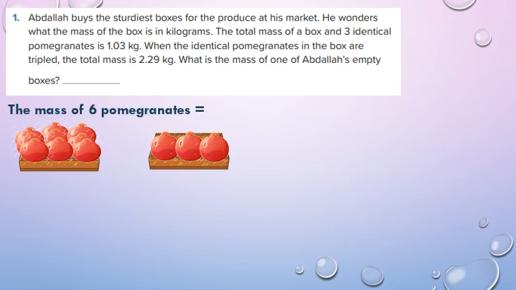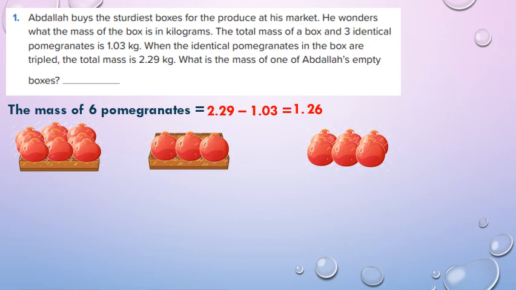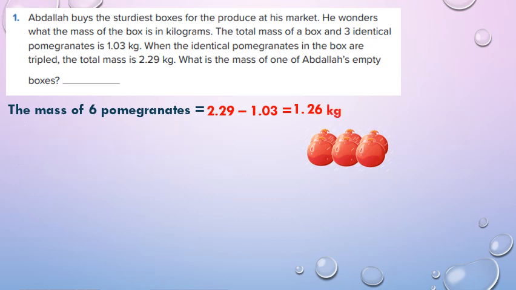First, we get the mass of the 6 pomegranates by subtracting the tripled box minus the 3 identical pomegranates. So 9 minus 3, 6; 2 minus 0, 2; 2 minus 1, 1. So the 6 identical pomegranates equal 1.2600 kilograms. If we want the mass of 3 identical pomegranates, we have to divide these 6 pomegranates by 2.